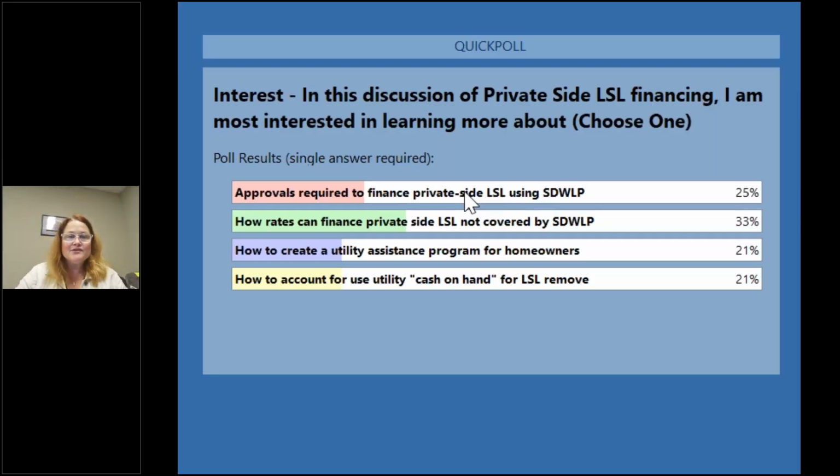It looks like most are interested in how rates can finance private side LSL not covered by the Safe Drinking Water Loan Program. Behind that, it's about an even split between approvals required to finance LSL using the Safe Drinking Water Loan Program, how to create a utility assistance program, and then the accounting treatment for cash on hand. So for my colleagues, it's about 33% have chosen option 2. Okay, great.